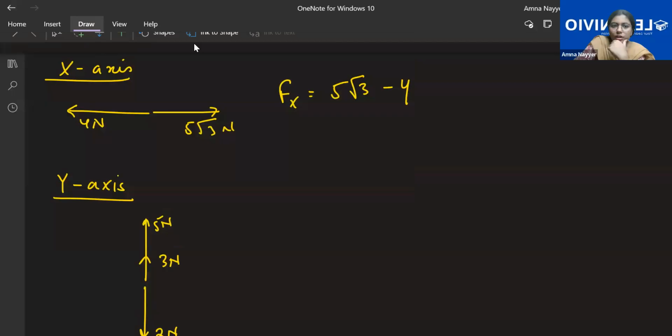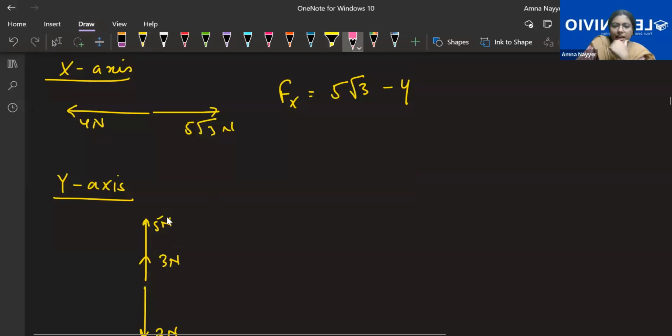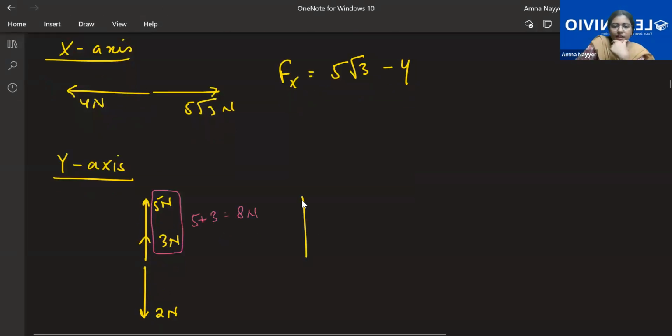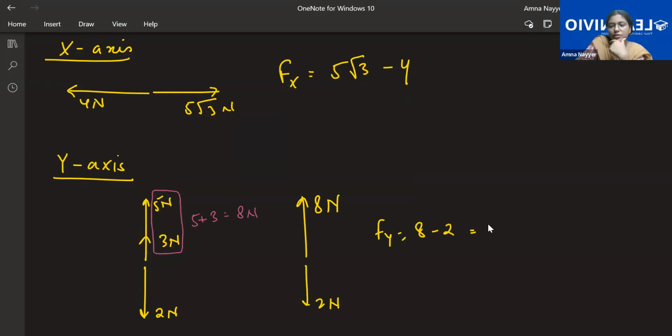In order to solve it, can I just club them because they both are in the same direction? So won't they get added? 5 and 3 will get added. This will become 8 Newton upwards. So I have 8 Newton up and 2 Newton down. So the net force along the y-axis is 8 minus 2, that is 6 Newton. So I have this much along the x-axis, this much along the y-axis.